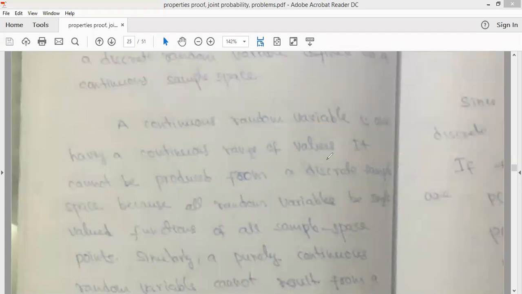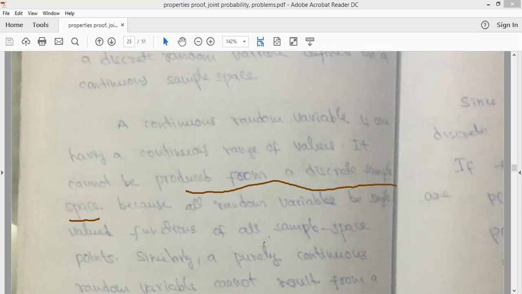It is also observed that a continuous random variable cannot be produced from a discrete sample space, because a random variable is a single valued function of the sample space points. Similarly, a continuous random variable cannot be obtained from a mixture of both continuous and discrete sample space. So a continuous random variable can be obtained only from a continuous sample space.